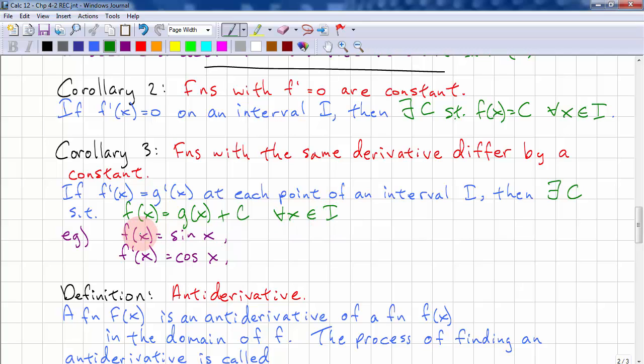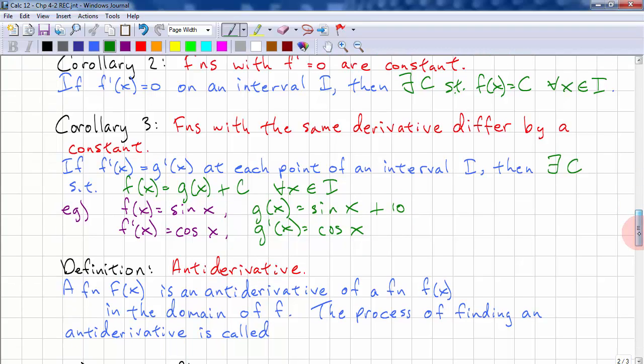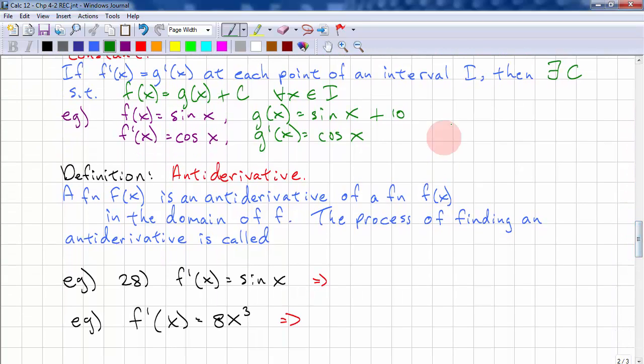Okay, so here we have a function, here we have the derivative. Let's make up another function, and it's going to differ by a constant. Let's just make this 10. The derivative of this is still cos x. So we can see that it doesn't matter what constant we put in here, it's always going to be cos x. And this is an important point for our antiderivatives.